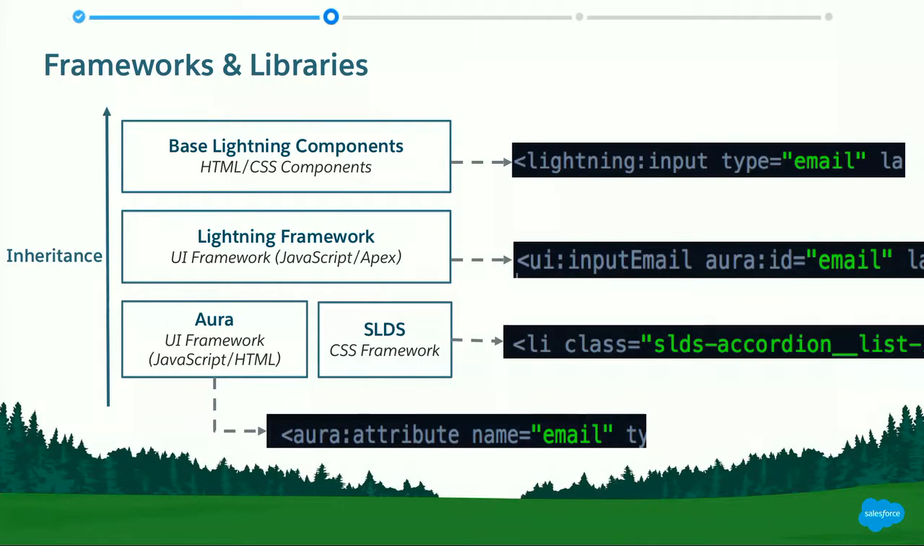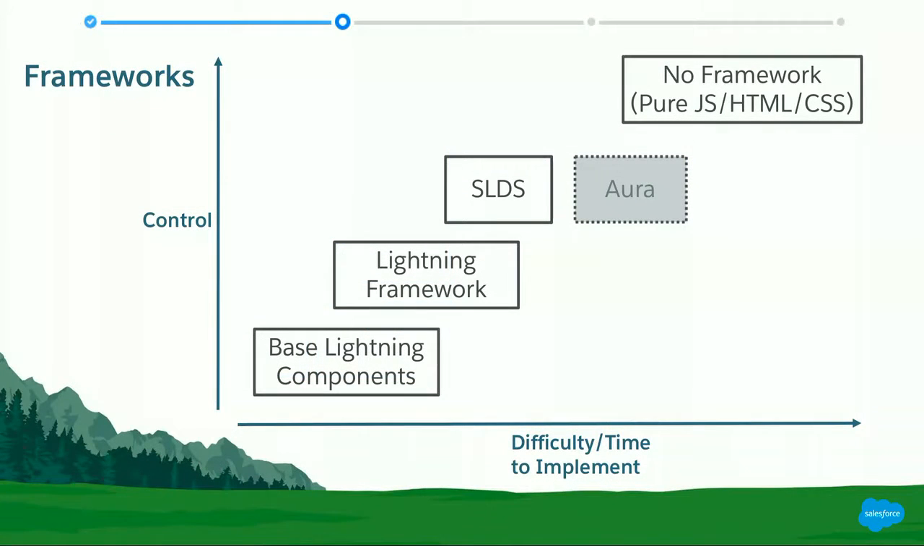Now, you may have noticed that there's 2 email input fields here. And that also gets a little weird. It's like, okay, so there's 2 of these. Which one do I need and why? And the answer is, as usual, it depends. So here are those same frameworks arranged a little bit differently. And I've given 2 axes here. I've given control one way and then difficulty and time to implement.